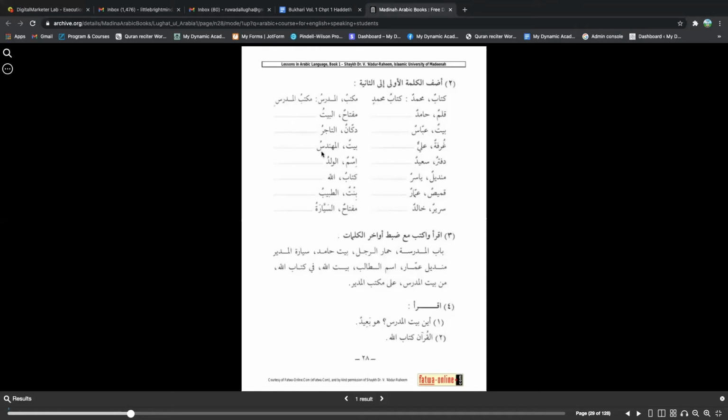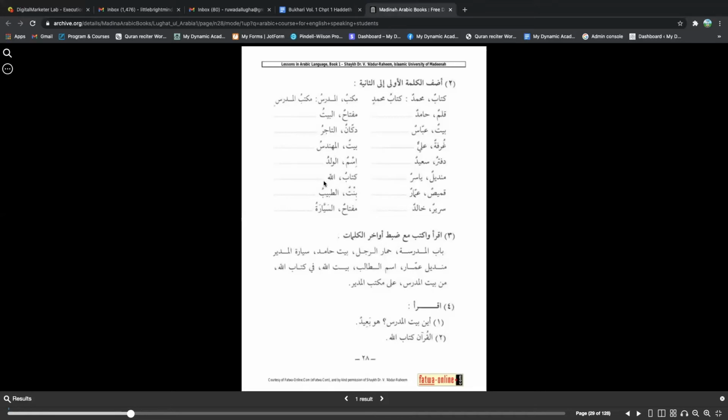Okay, baytun, we have a house, and al-muhandisu, the engineer. We want to make it the engineer's house. So to put it in idafa, it goes from baytun to baytu, and this becomes al-muhandisi, baytu muhandisi. Ismun, a name, al-waladu, the boy. You want to make it the boy's name, right? So get rid of the dhamma. Ismu walidi. Okay.